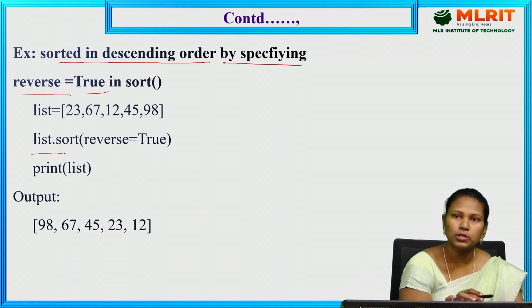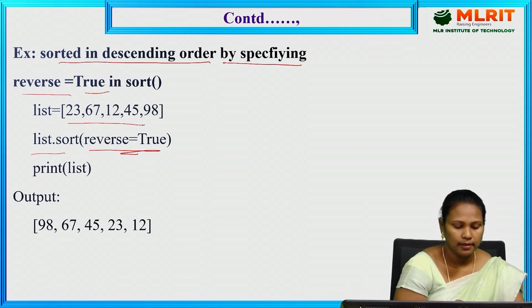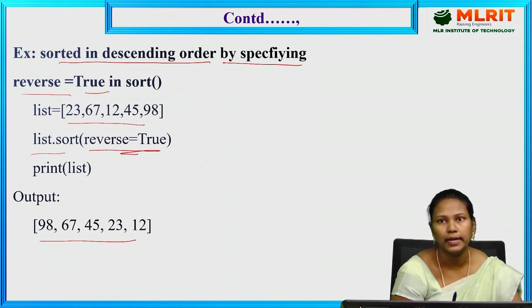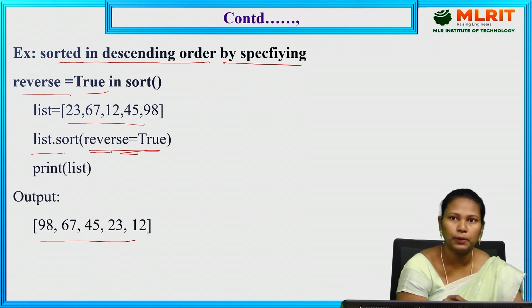So list dot sort reverse equal to true. We need to sort the values first, and after that reverse them. Then only we get the descending order of data. That's why we keep reverse equal to true.